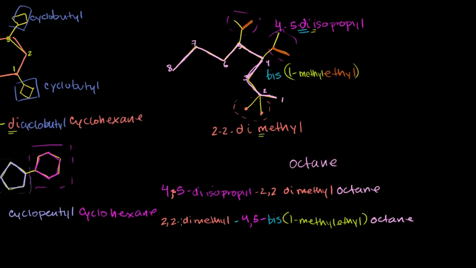We have octane as the backbone. We have two methyls. They're both sitting on the 2 position. And then you have two 1-methyl ethyl groups sitting at the 4 and 5 position. So in the 4 and 5 position, 1-methyl ethyl. You have an ethyl, and in the 1 position, you have a methyl. So that's all it's saying.